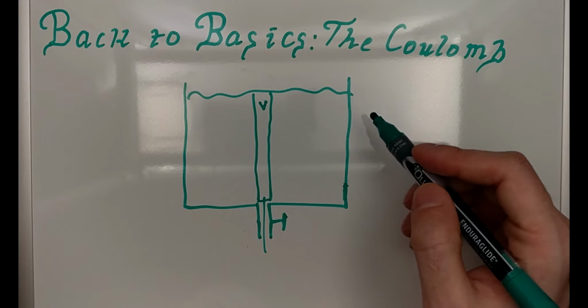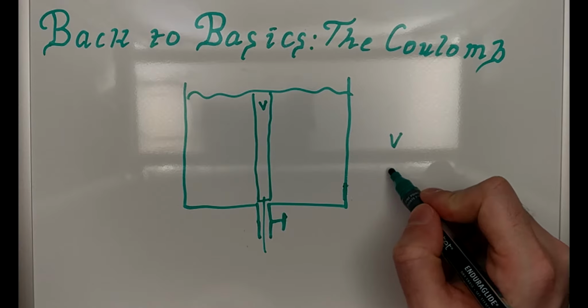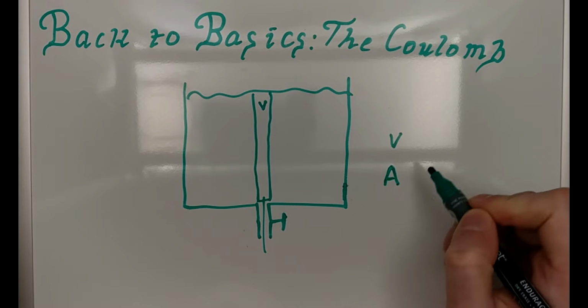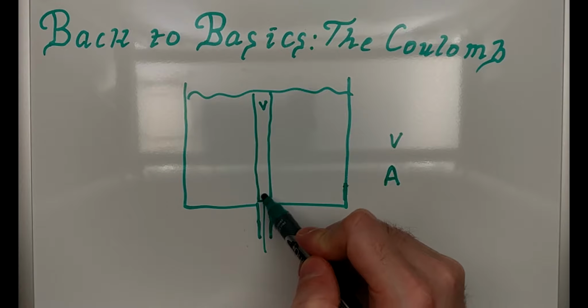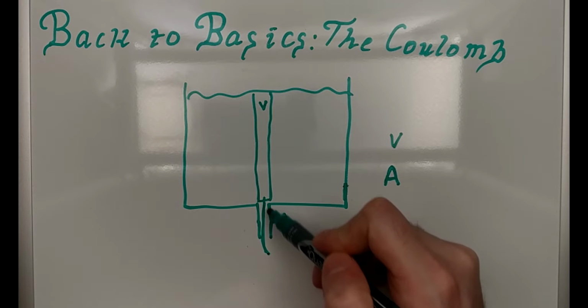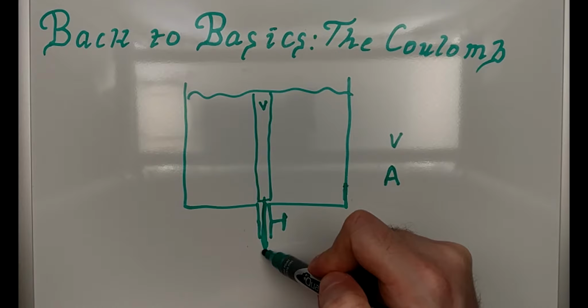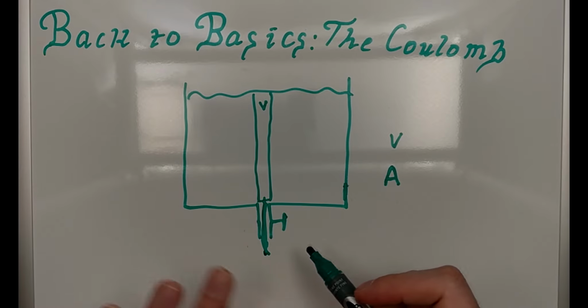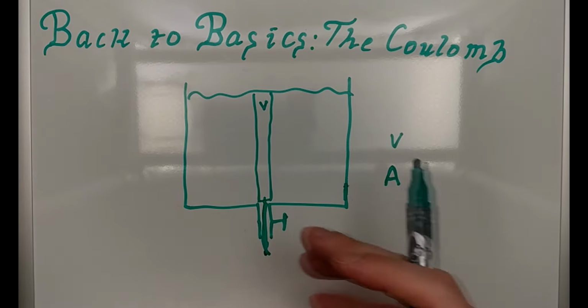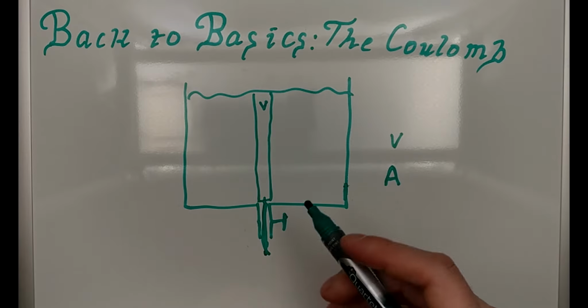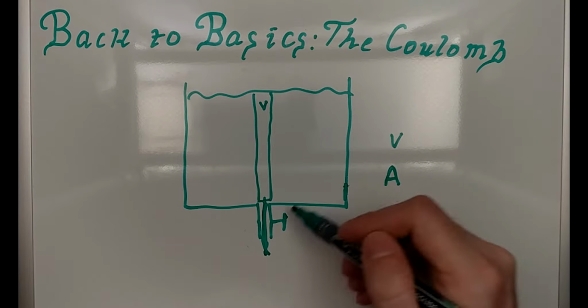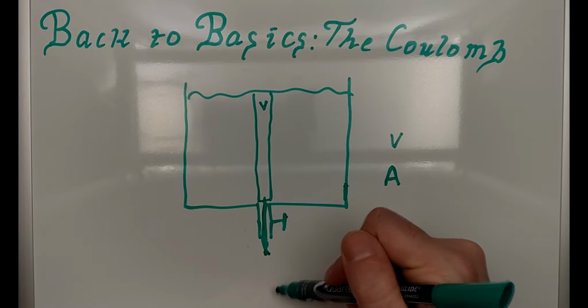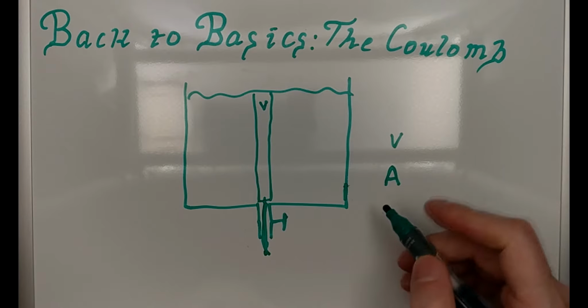So then we talked about amps. Now amps is how fast that water is going to be flowing through this valve. And we haven't talked about resistance, but if we close the valve, the resistance goes up and the current goes down. But the amperage is how fast that water flows through that valve.